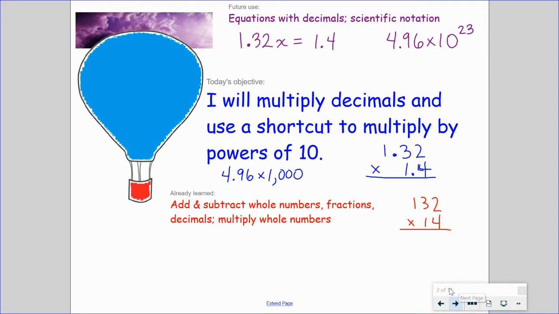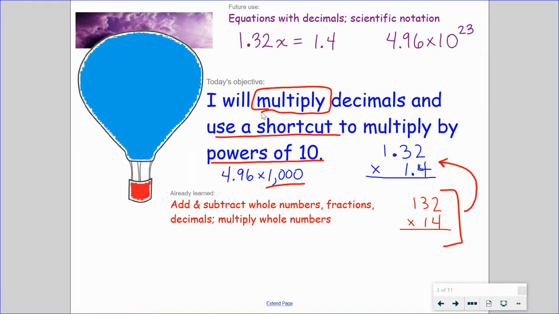All right, ladies and gents, today, multiplying decimals and using a shortcut when you multiply by powers of 10, so multiply by 1,000 or 100 or 100,000. I'm going to remind you that you've already been multiplying whole numbers, and I'm going to guess that many of you already learned this lesson as well, multiplying decimals. Naturally, we're going to be using these skills with equations, and when it comes to powers of 10, you're going to learn something called scientific notation at some point, which is a different way of representing numbers.